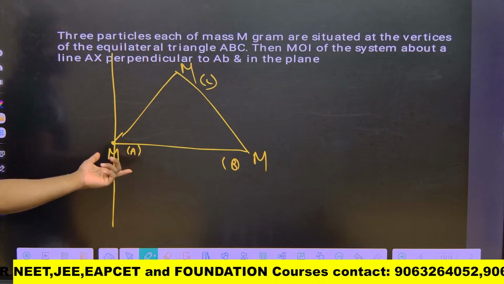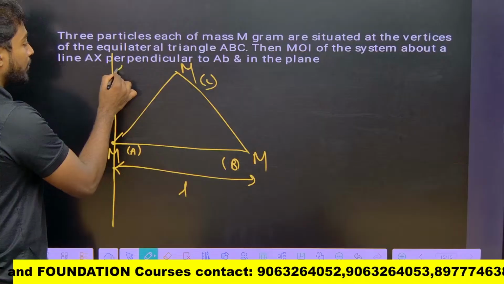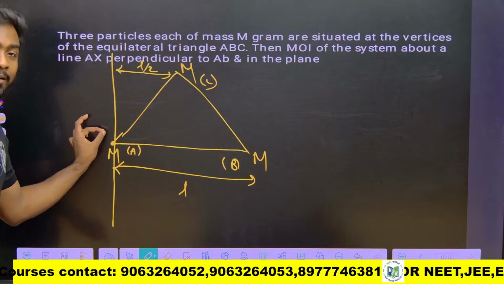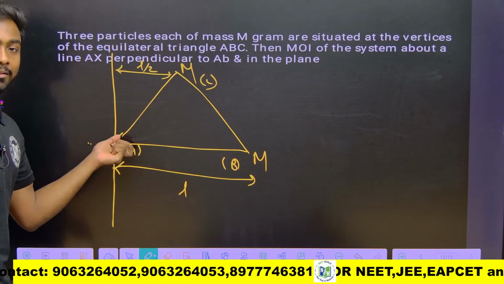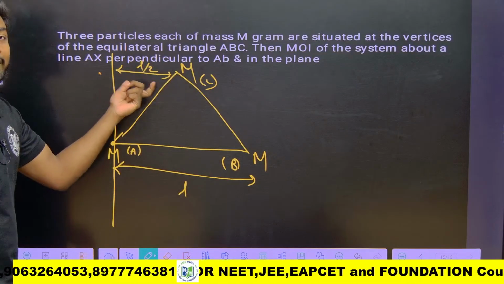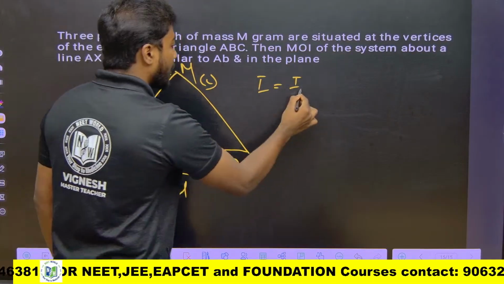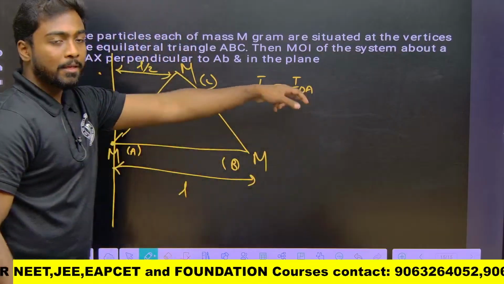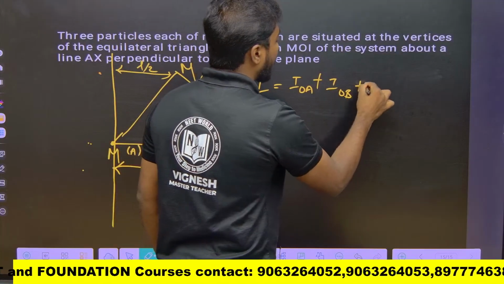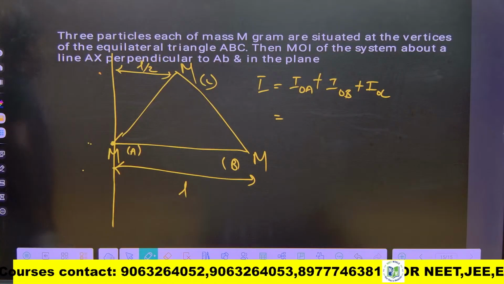I need to find the moment of inertia first. What is the length here? L. And what is the length of this one? L by 2, and at this point it's 0. From the axis to this point it is 0, from the axis to this point it is L, and from the axis to this point it is L by 2. Moment of inertia is equal to the moment of inertia from the axis O to point A plus IOB plus IOC, right. So now I can find it easily, yes or no?